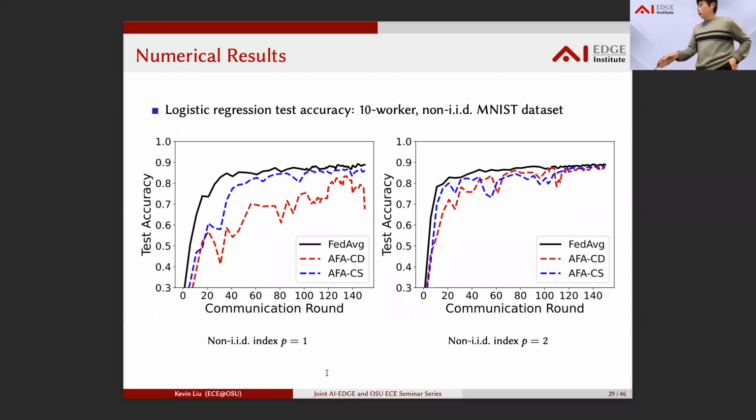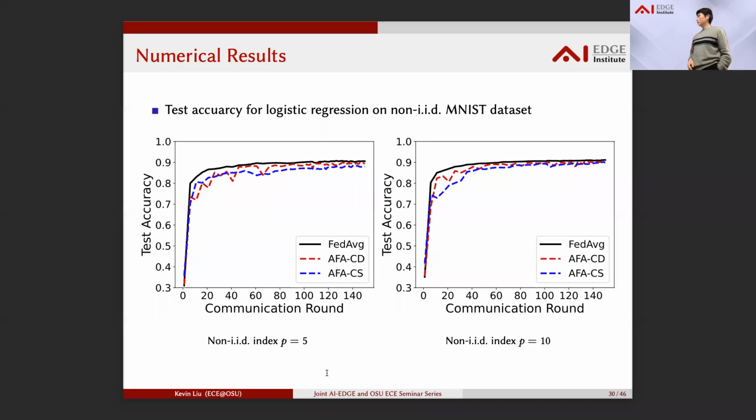Okay, so now you can see that when the data is extremely non-IID, both AFA-CD and AFA-CS are not performing too well. That's expected, since you have very heterogeneous data. But surprisingly, when P is equal to 2, you can see that all of a sudden both AFA algorithms perform pretty close to the basic FedAvg. Now, as P gets larger and larger, eventually they are all pretty close to the standard FedAvg, which is a good thing.